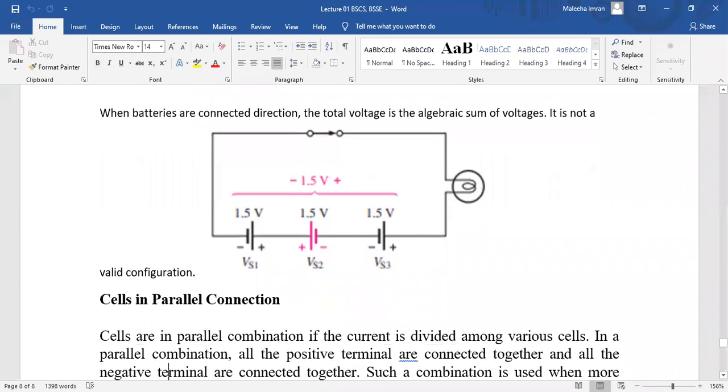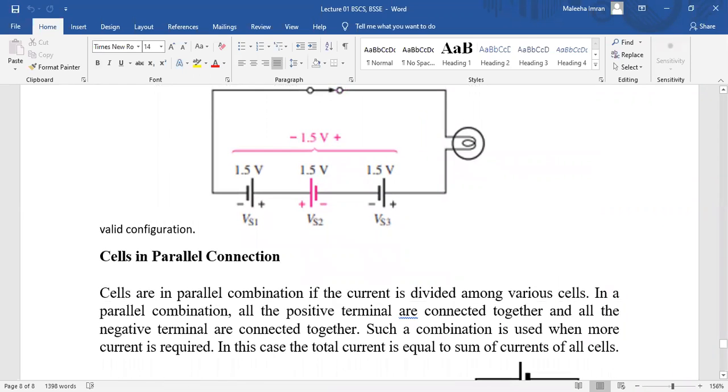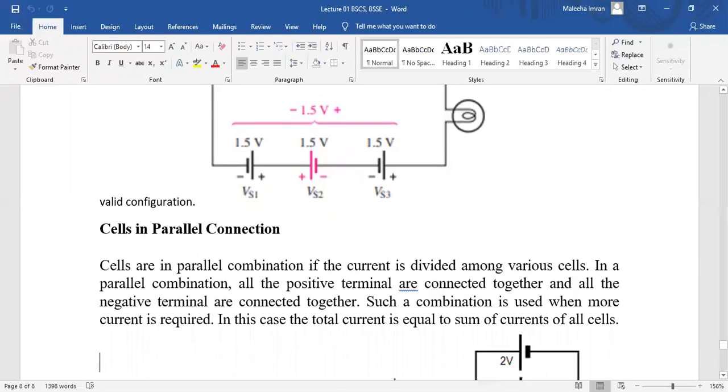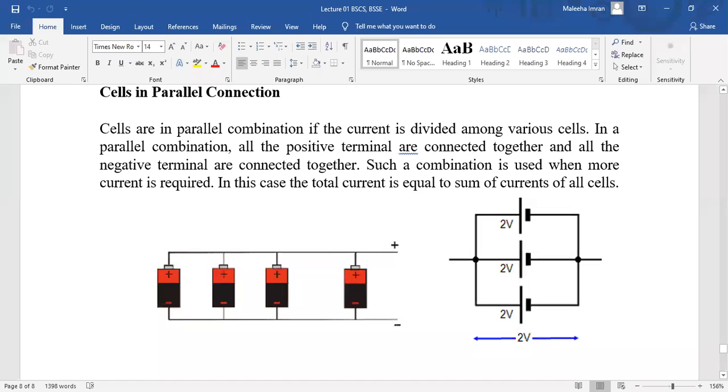Now what is meant by the cells in parallel connection? By parallel connection mean if the anode of all cells are connected with each other and the cathode of all cells are connected with each other. That is known as what? That is known as the parallel connection, like this. Here we have a parallel connections, mean all the anodes are connected, whereas all the cathodes are connected.